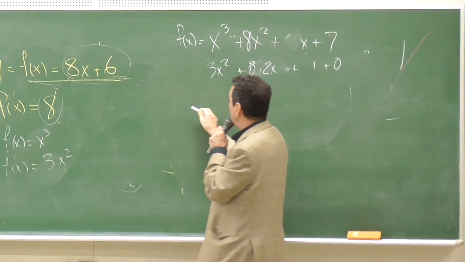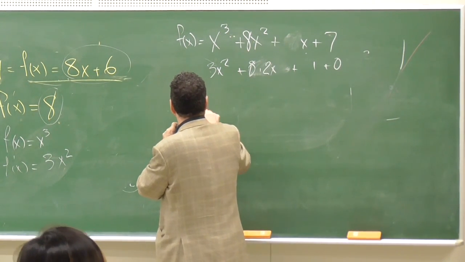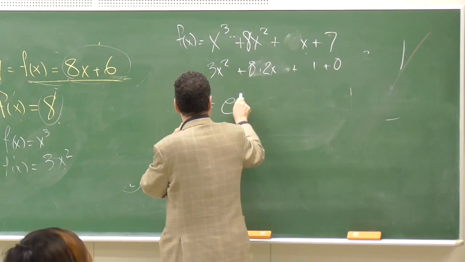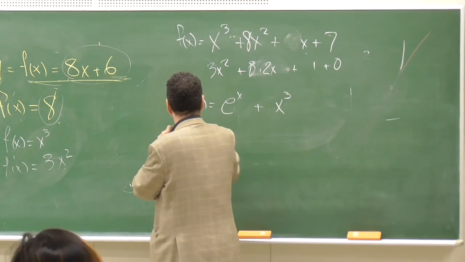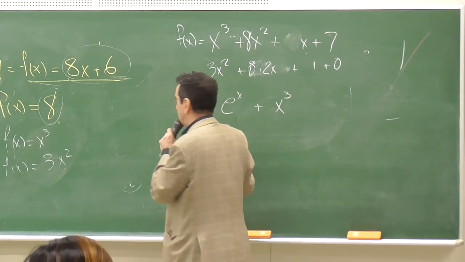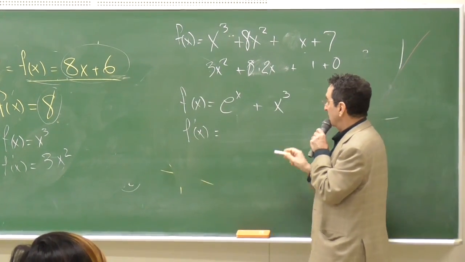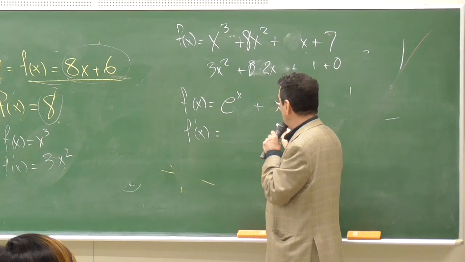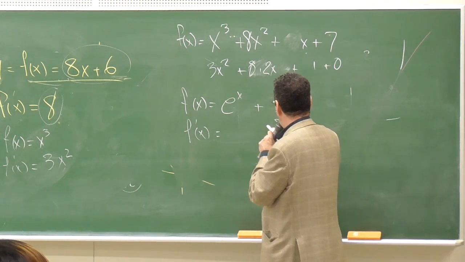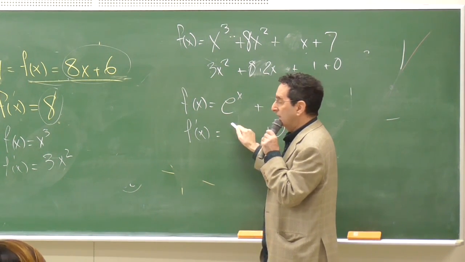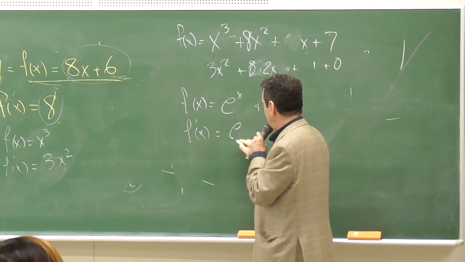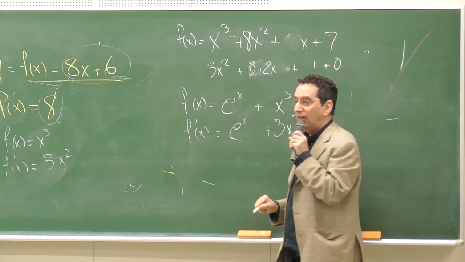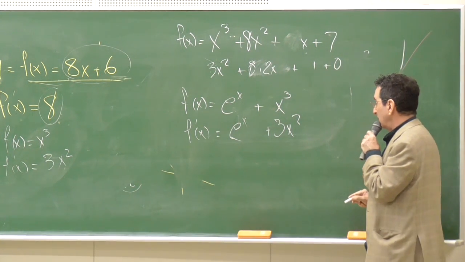And that's even true if you have something like this: e to the x plus x cubed. So what's the derivative of that? You can still do it piece by piece. So what's the derivative of this piece? And what's the derivative of this piece? The easiest one to do. Okay, I just remembered we left one out, which we won't do right now.